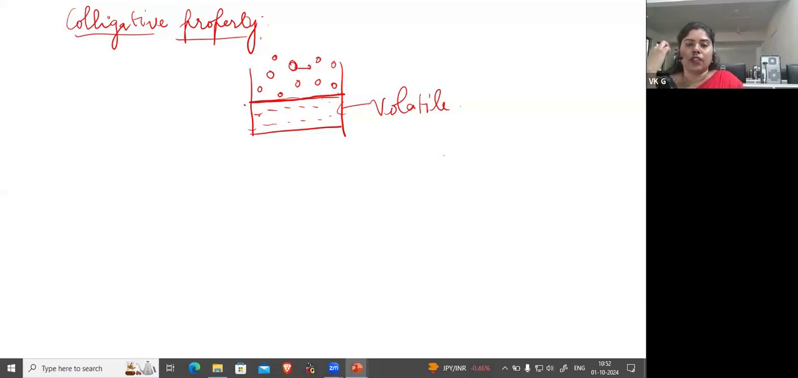I told you, they collide with each other. This will hit with each other, this will hit with each other. When all of these collide, what do they exert? Vapor pressure is what we call it. So from these, a vapor pressure is exerted. Right?